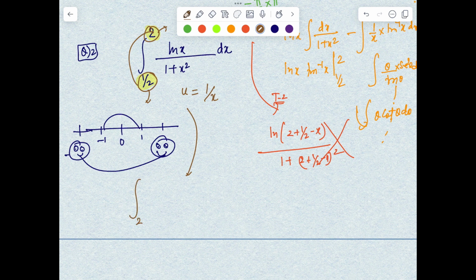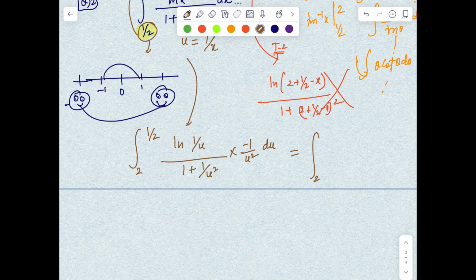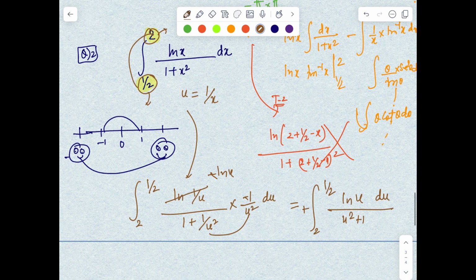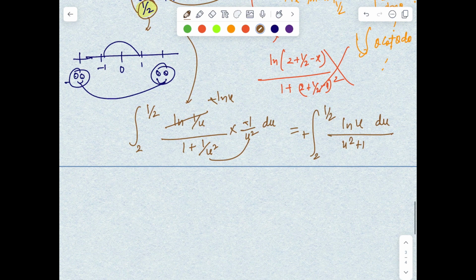So u equals x gives me the integral from 2 to half of ln(1 by u) divided by 1 plus 1 by u square, and dx is minus 1 by u square du. And this is fun, because it's 2 to half of minus ln u, since ln(1 by u) can be written as minus ln u, and the minus is going to become plus, divided by u square into 1 plus 1 by u square, which is u square plus 1. And very surprisingly, you can see we got the same kind of structure.